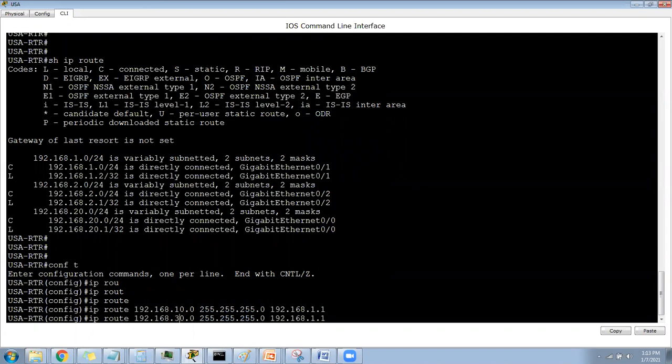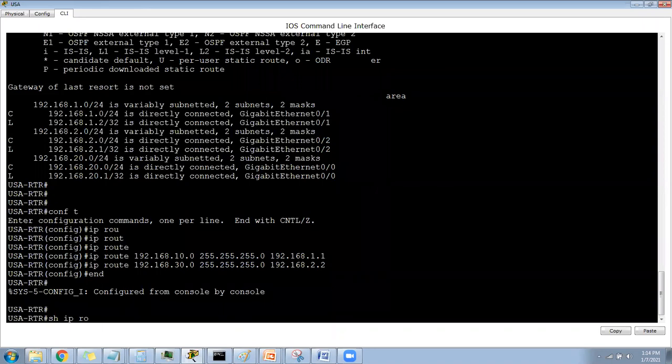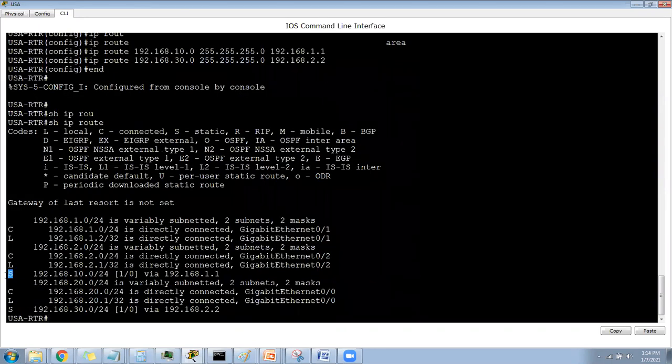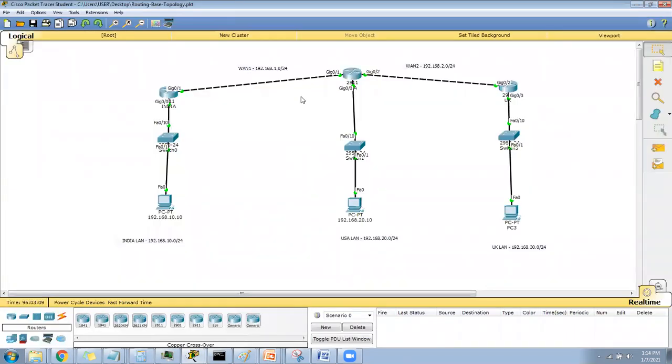Okay, and similarly, which network is not directly connected? UK LAN. And the next hop will change here. Remember this point: 2.2. The next hop will be changed here, 2.2. Right? Done. So now check the routing table. So you got the two static routes, one here and one here. And can you see for the static route, one by zero? This is nothing but the administrative distance.